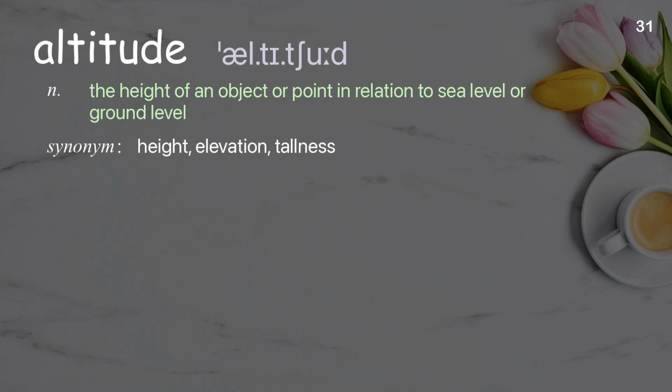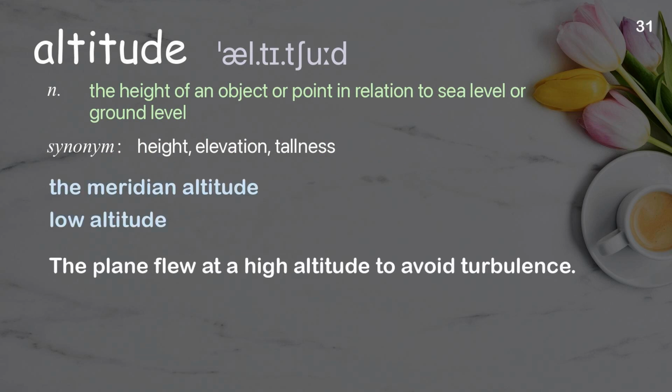Altitude. The height of an object or point in relation to sea level or ground level. Examples: The meridian altitude. Low altitude. The plane flew at a high altitude to avoid turbulence.